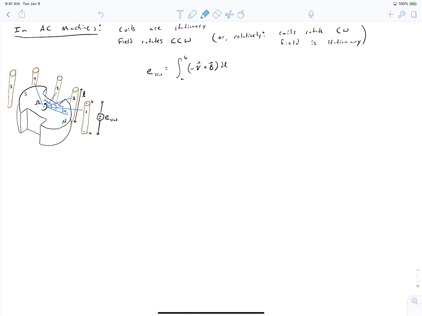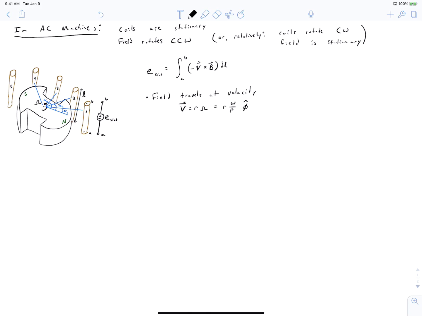And we're going to do that by evaluating the integral of negative V cross B within the coil from point A to point B. So point B is node B, point A is node A. And we can start by noting that our field is traveling at a certain linear velocity, which is given by the radius of our rotor times the mechanical rotational speed. And the direction that it's traveling is in the circumferential direction. It's traveling counterclockwise.